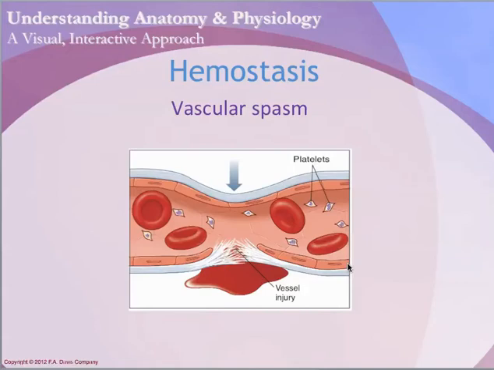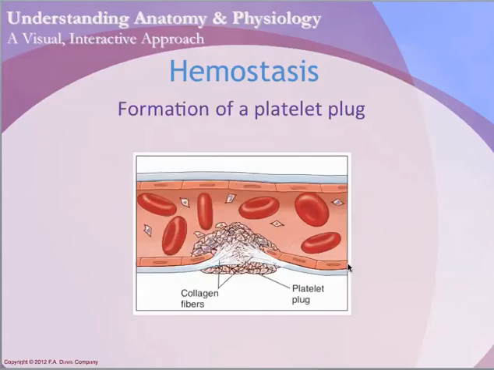As soon as the blood vessel is injured, smooth muscle fibers in the wall of the vessel spasm, which immediately, because of this vascular spasm, slows the flow of blood. This response really is only temporary though, and kind of gives the other mechanisms time to activate.